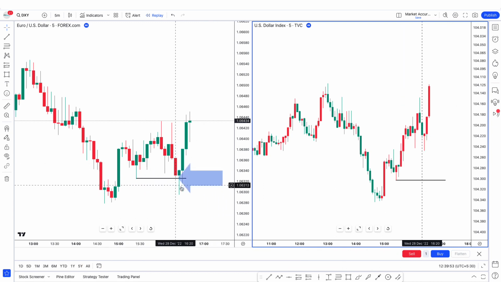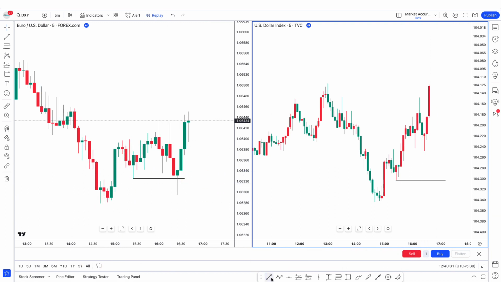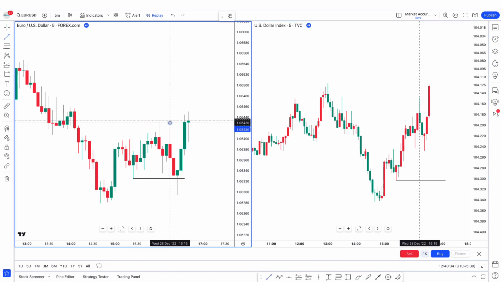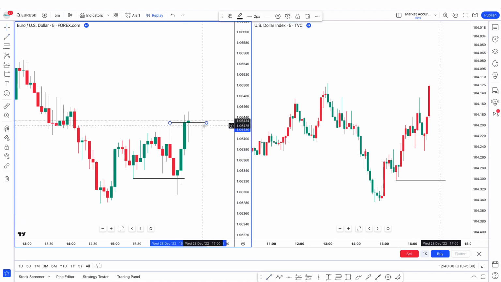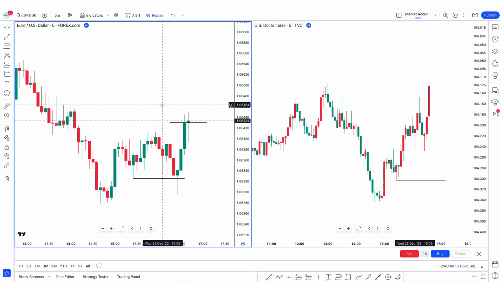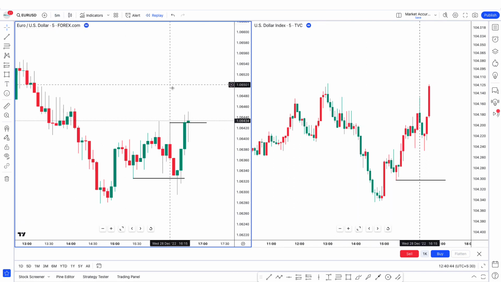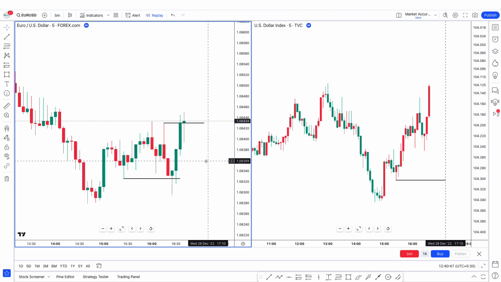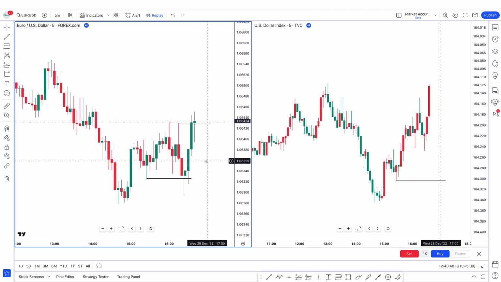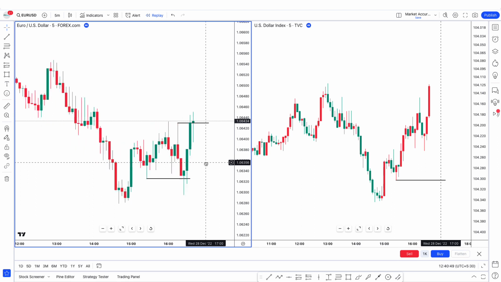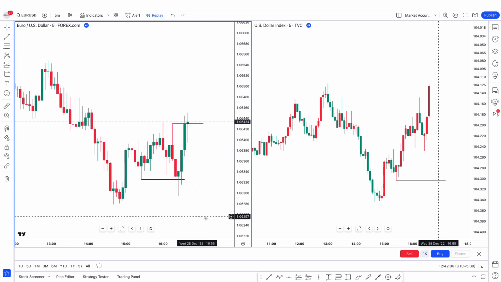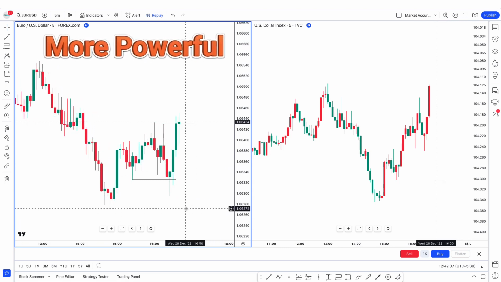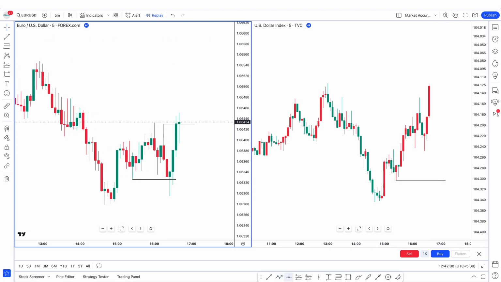You have a liquidity sweep here, and you wait for market structure shift. Now you can go on a smaller time frame and look for market structure shift as well, but it's really up to you. When you go on a smaller time frame and look for market structure shift, there will be a chance that that trade is not going to play out. Why? Because obviously, a market structure shift on a 1-minute time frame is going to be less powerful than the market structure shift on a higher time frame, like 5-minute or 15-minute.